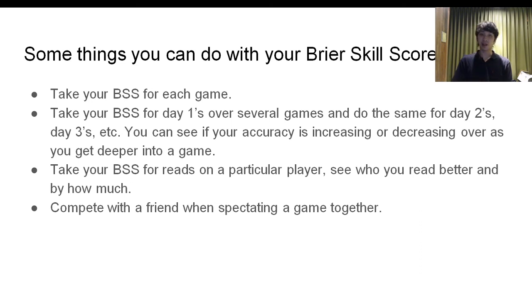You can do more interesting things, like you can take your Brier skill score for a bunch of day 1s over several games, and a bunch of day 2s and a bunch of day 3s. This way you can see if your accuracy is generally going up or going down as you get deeper and deeper into a game. You can take your Brier skill score for only reads on a particular player, and then only reads on another particular player. And you can see, do you actually read somebody better, and by how much? If you're spectating a game, you can compare your score with your friend. You can see who did a better job spectating. So there's lots of things you can do with this.